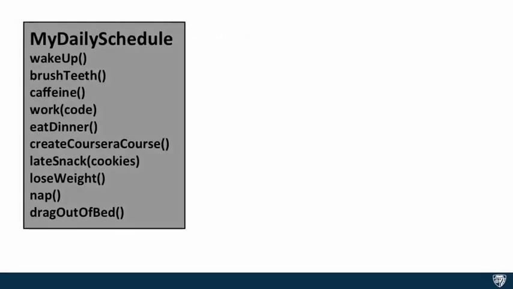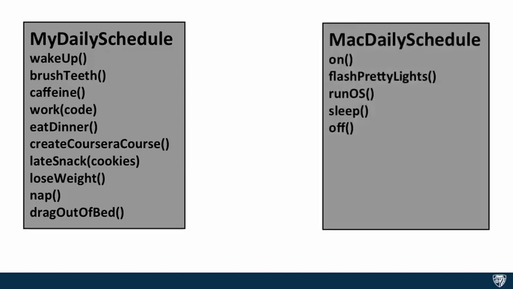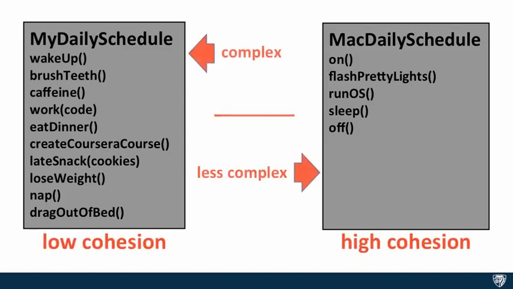For example, if you take a look at my daily schedule and basically map it out as a coding module, it has a whole bunch of things in it: wake up, brush teeth, caffeine, code, and so on. Now, if you take that same thing and make the daily schedule of my Mac, of my computer, the schedule is much simpler. And if you look closely, you'll see that in my schedule, there's very low cohesion, and in the Mac schedule, it's very high cohesion. All it does is turn on, flash pretty lights, run the OS, sleep, and then turn off.